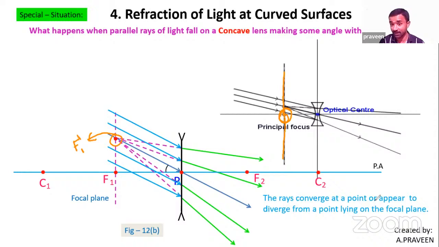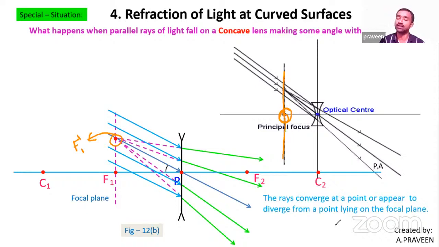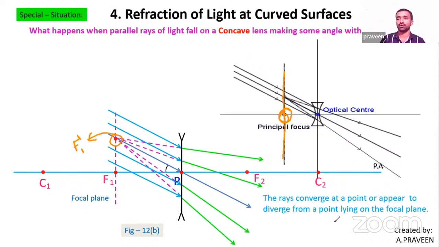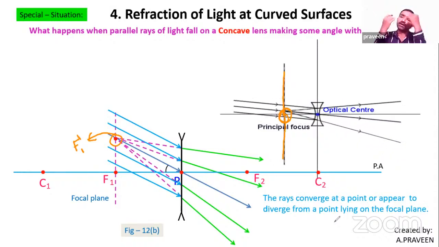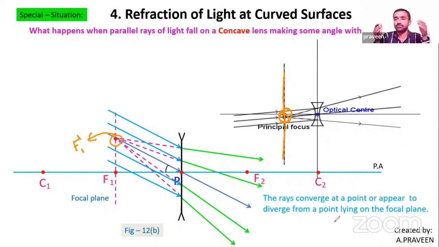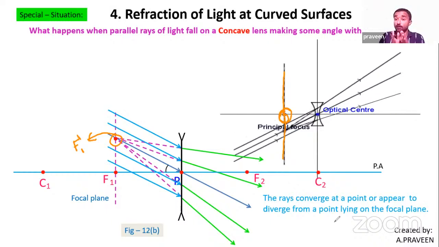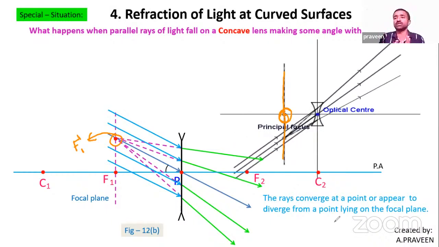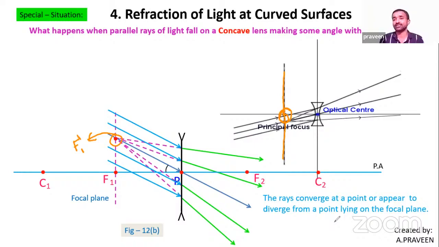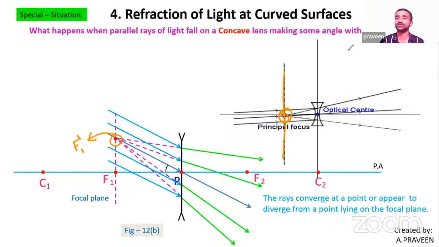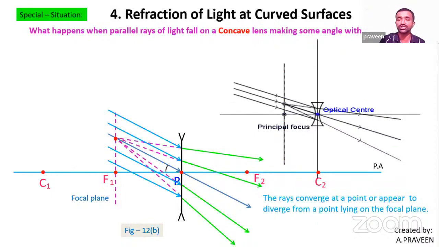The rays converge at a point or appear to diverge from a point lying on the focal plane, respective to the lenses. In the case of a convex lens, on the focal plane, a parallel beam of light ray, with any angle, always converges at a point. Suppose it is a concave lens, right, a parallel beam of light ray making any angle with the principal axis diverges from a point on the focal plane. Okay, so this is a special situation. So the special situation is completed.